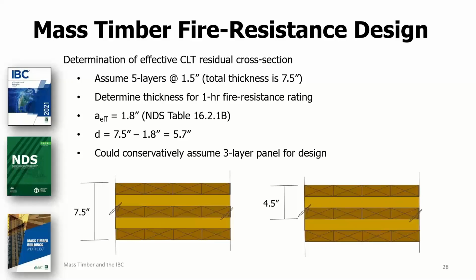For a 5-layer CLT having 1.5-inch thick laminations, as shown in this example, the fire design could conservatively be based on the design properties for a 3-layer CLT made of the same lamination types and thicknesses. That is, provided the effective char depth doesn't exceed the thickness of the 2 neglected laminations, which is 3 inches in this case. So this simplified methodology would work. It'd be conservative for both a 1-hour and a 1.5-hour fire resistance rating in this particular example.